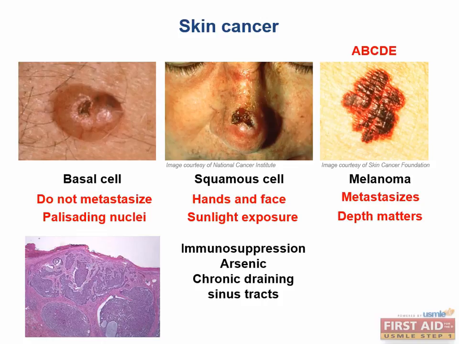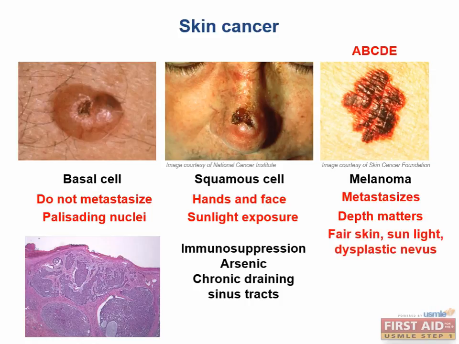The lesion itself is described with the ABCDE memory aid. A for asymmetry, B for irregular border, C for more than one color, D for diameter, greater than a pencil eraser, and E for evolution over time. Risk factors for melanoma include fair skin and increased exposure to sunlight, as well as a prior history of a dysplastic nevus, as this can be a precursor lesion.